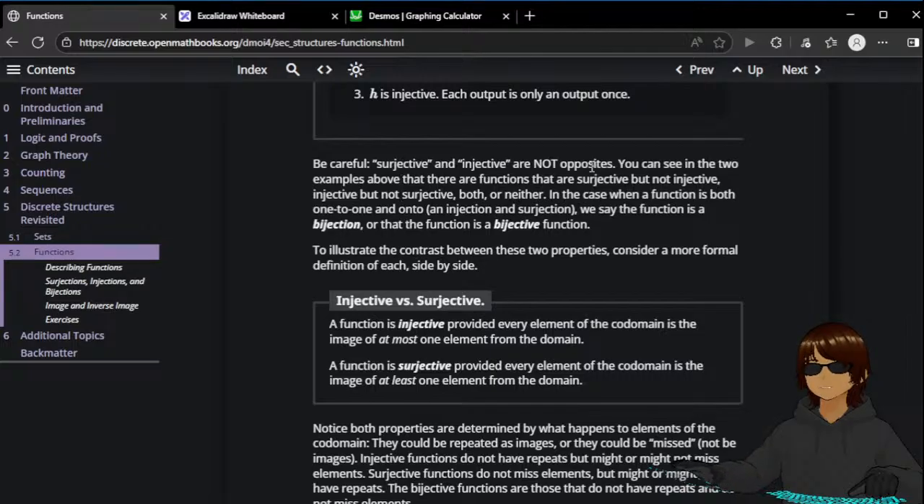Surjective and injective are not opposites. You can see in the two examples above, there are functions that are surjective but not injective, injective but not surjective, both, or neither. In the case when a function is both one-to-one and onto, we say that the function is a bijection, or a bijective function.